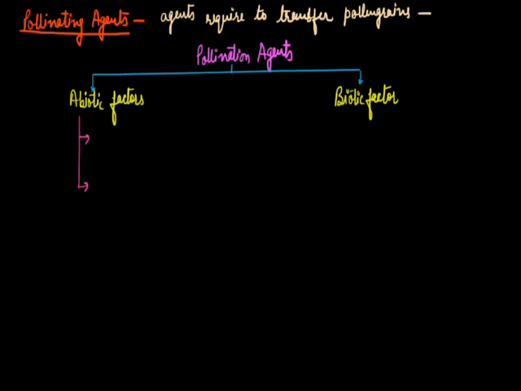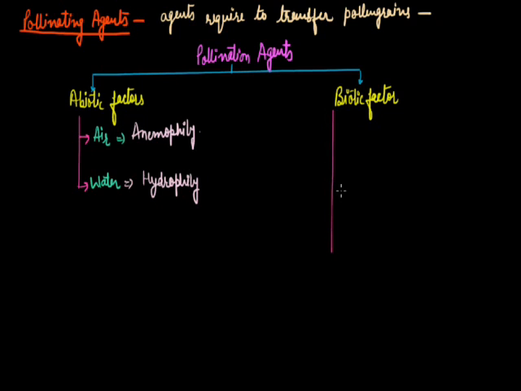In the case of abiotic factors, we can include the non-living factors air and water. Air or wind that is responsible for transporting pollen grain, this phenomenon is called anemophily. While the transportation of pollen grain with the help of water is known as hydrophily. In the case of biotic factors, various living components are required for the transportation of pollen grains.